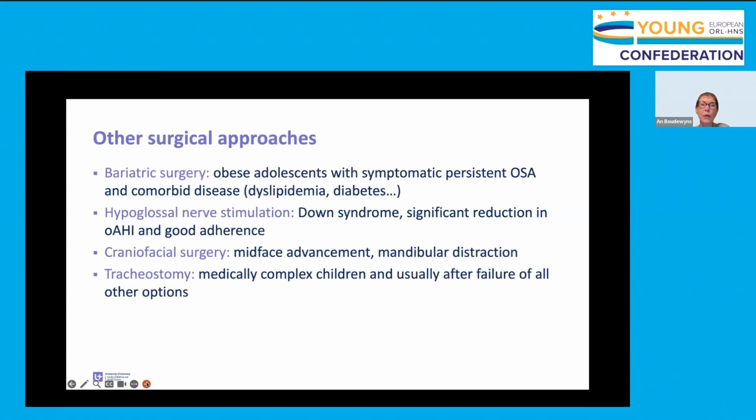What else can we do? You can do bariatric surgery, especially in obese adolescents. Hypoglossal nerve stimulation has been shown to be very successful in Down syndrome children with persistent sleep apnea that are CPAP intolerant, and good results have been obtained both in terms of control of sleep disordered breathing with a good treatment adherence. Craniofacial surgery might be indicated in children with craniofacial malformations, and tracheostomy is usually reserved for children after failure of all other treatment options.